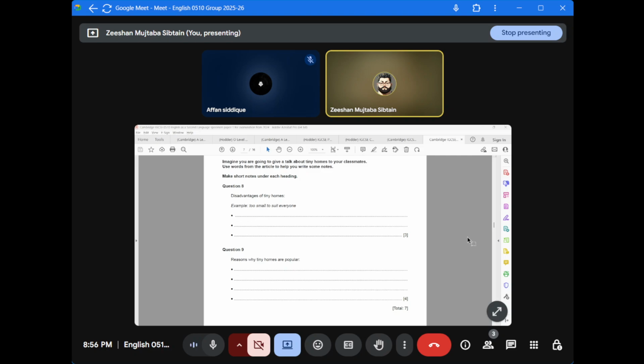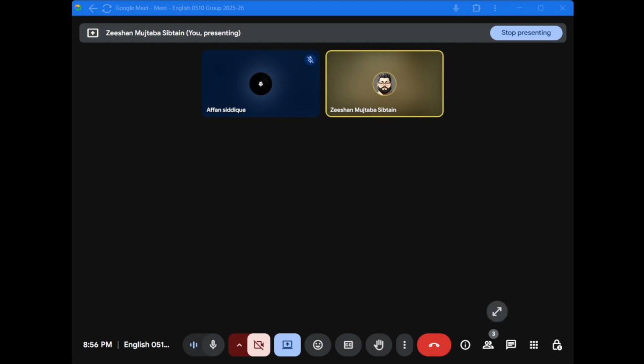So if you want, you can look for both of these at the same time. If you want, you can look for them in turn, right? The first one is disadvantages of tiny homes, 3 points for that. And the second one is reasons why tiny homes are popular. So I'm moving back to the text. It's a short text. See what you can find.